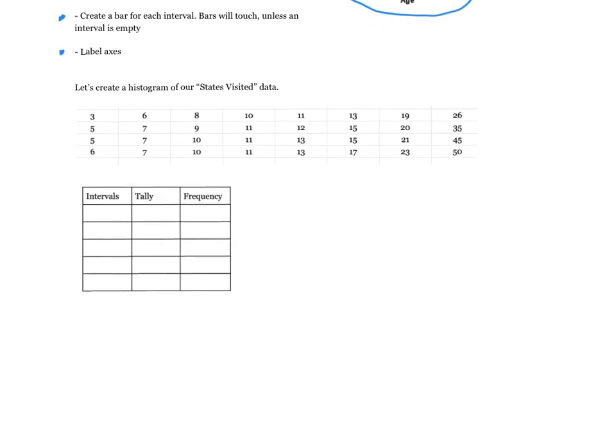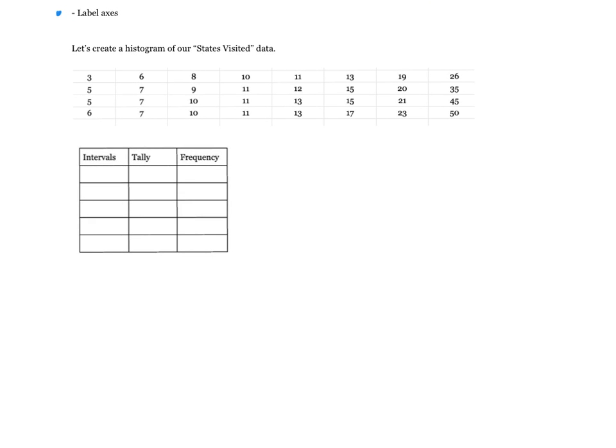So we're going to create a histogram using our states visited data. We've already made stem and leaf plots with this, made a number of them. So we'll just take a look at what a picture would look like with that same data if we made a histogram. So first I need to make my intervals or classes. Intervals are also called classes. And one thing you could do is look at the smallest value and the largest value in your data. I have to go from 3 to 50, so I need to make sure my intervals cover all of that information. So my thought is, let's make our first interval 1 to 10.